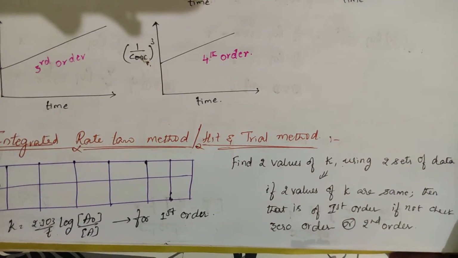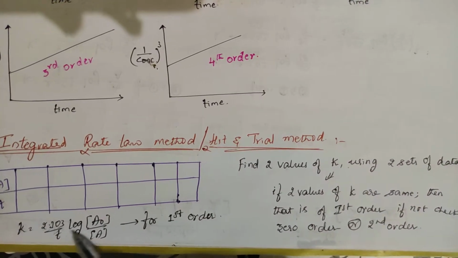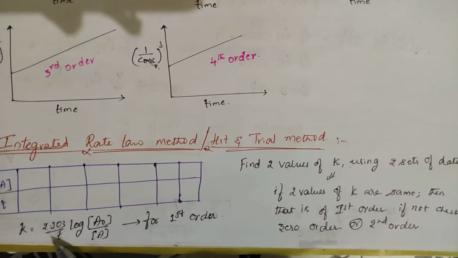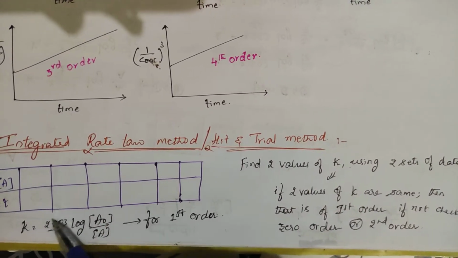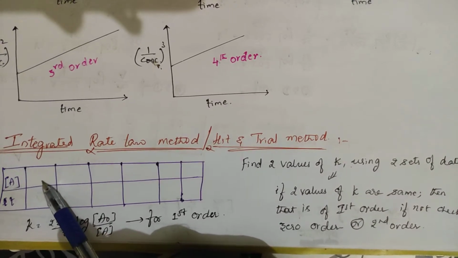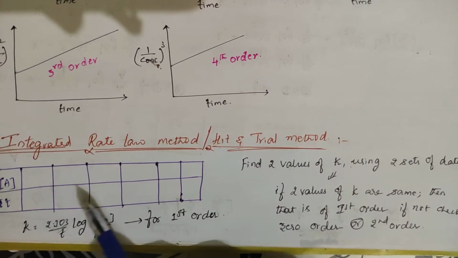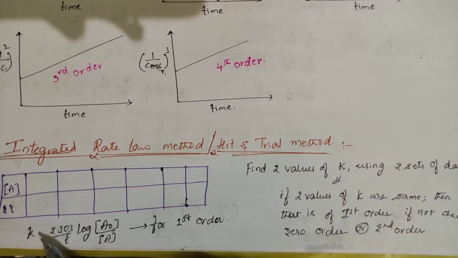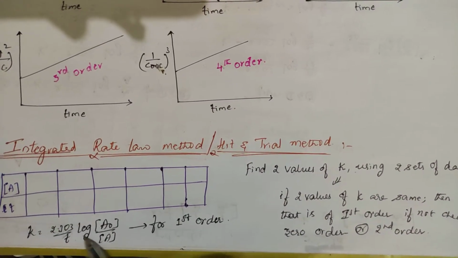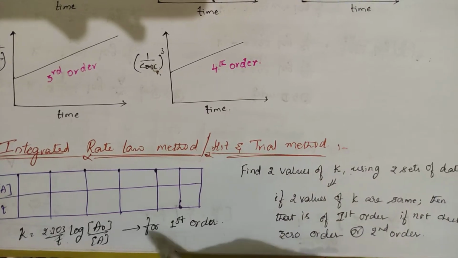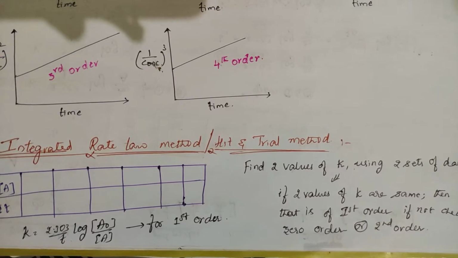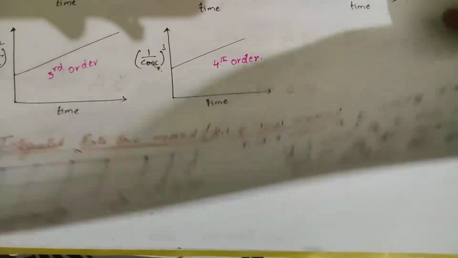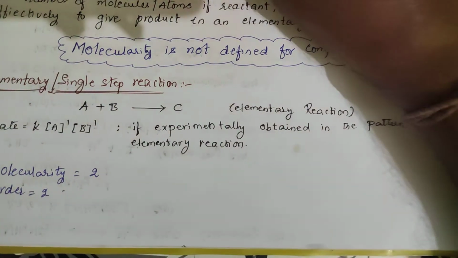If the two values of k are the same, suppose you take this equation and find the k value, comparing this concentration with this concentration and time with this, you will get some k value. And you compare the first concentration with the third one, time with the third one, so that you will get some k value. If you get the same k value by using this equation, then you will say that reaction belongs to first order. If not, you will go for 0 order or second order. Majorly you will have 0 and first order itself. In 90% of examinations you will come across only first order, right?